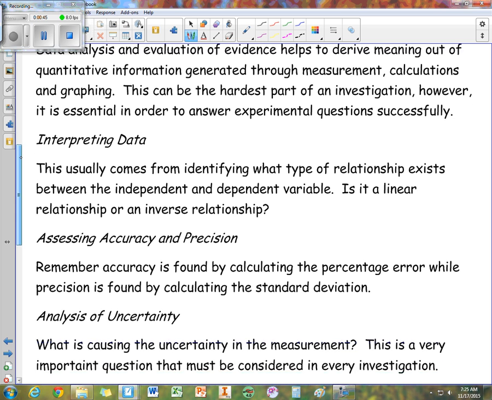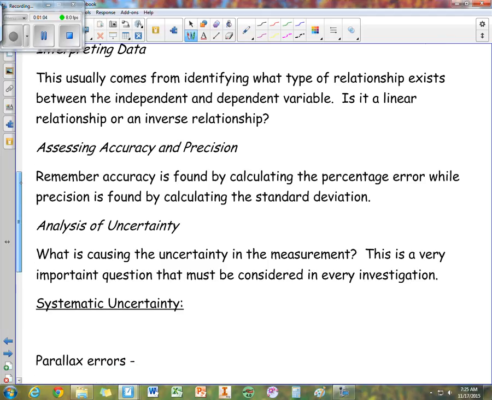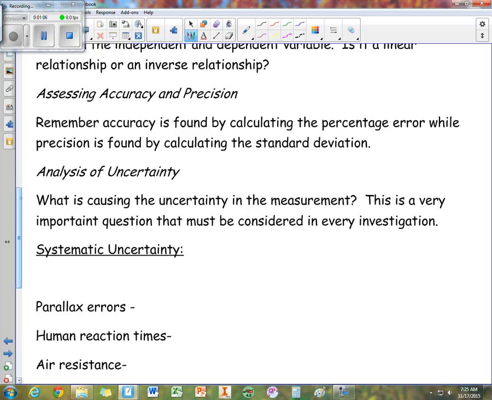So, interpreting data. Usually we begin by identifying what type of relationship exists between the independent and dependent variable. Linear, is it power, is it sinusoidal, is it inverse? What kind of relationship is it? Then we want to assess the accuracy and precision of our experiment. And remember that accuracy is found by calculating percent error, and precision is found by calculating standard deviation.